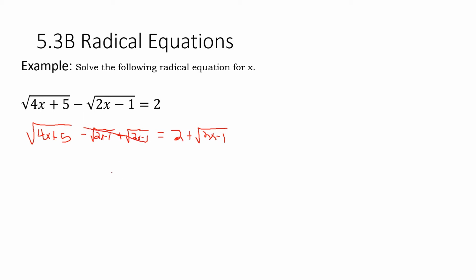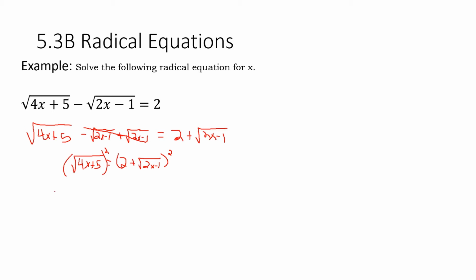So this cancels out. The advantage that's gained, though, is that now on the left-hand side of the equation, we have a radical that's by itself. And then over here, we've got 2 plus root 2x minus 1. So let's square both sides.